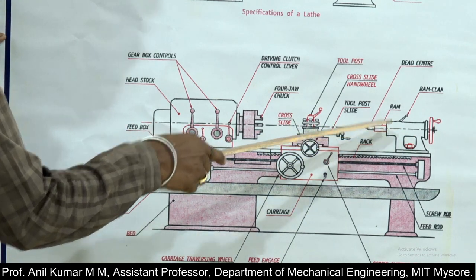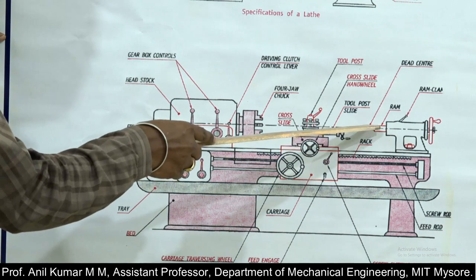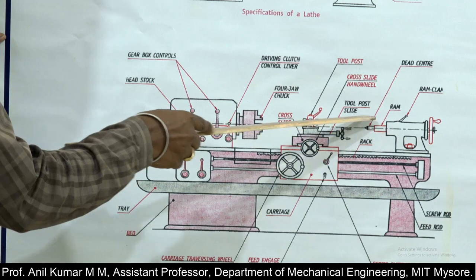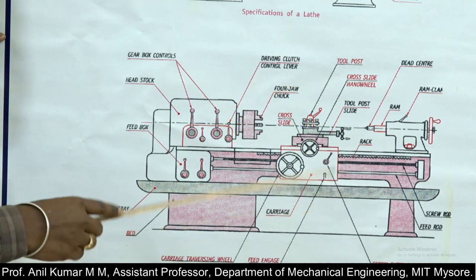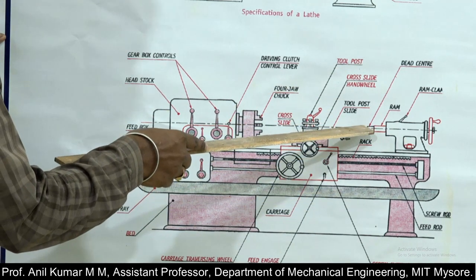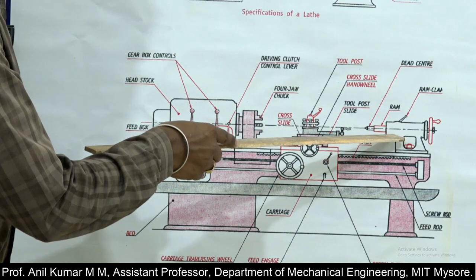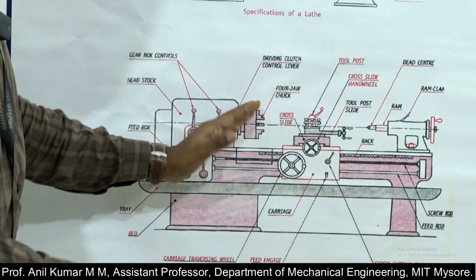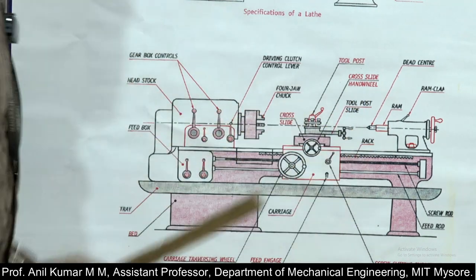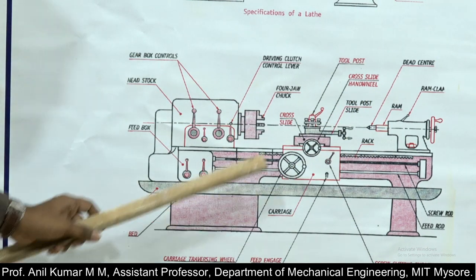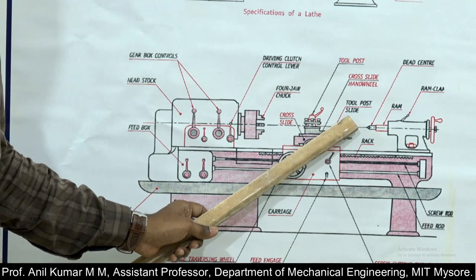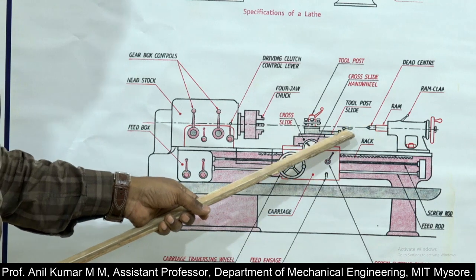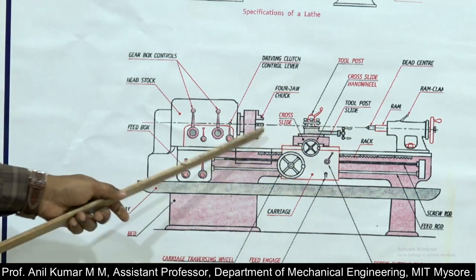Here we can fix the drill bit or reamer for the drilling operation, and the tapping tool for the internal thread cutting operation. The main function of the tailstock is to support the free end of the workpiece material. It can move freely, and we can fix it at the desired position.